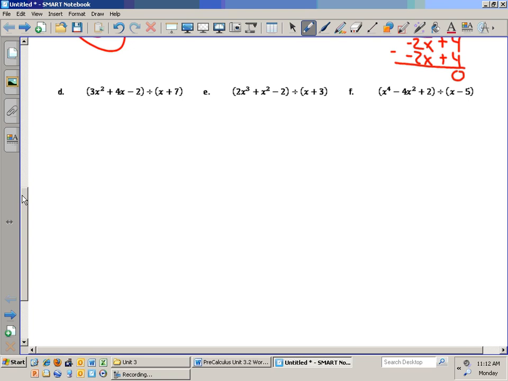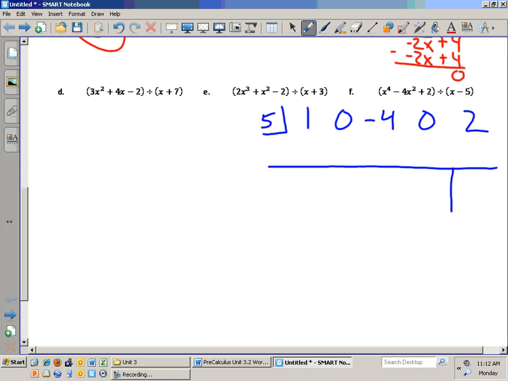Okay, so you tell me how to set this one up. What goes up here? 5. How about across here? So the 0 for my x to the third, the 0 for my x. Remainder at the end. I drop the 1. And I multiply. 5 times 1. 5. Add, I get 5. 5 times 5 is 25. Add, I get 21. Multiply, I get 105. Add, I get 105. Multiply, I get 525. Add, I get 527.